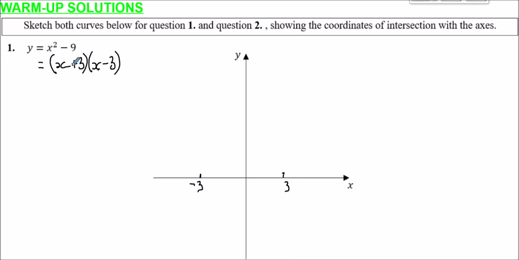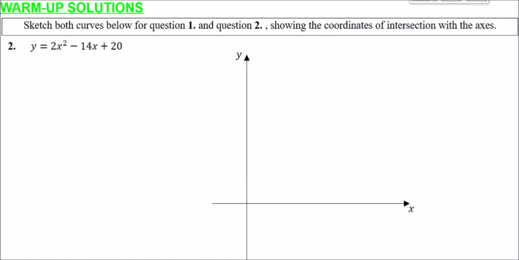And the y-intercept is going to be down at minus 9, because when x is 0, y is going to be 0 minus 9, which is obviously just minus 9. I'm going to try my best to get this nice and symmetrical looking. I'm not a very good graph sketcher on these devices, but that'll have to do, I'm afraid. Far from perfect. And this point down here is minus 9. And so that's question 1 done.